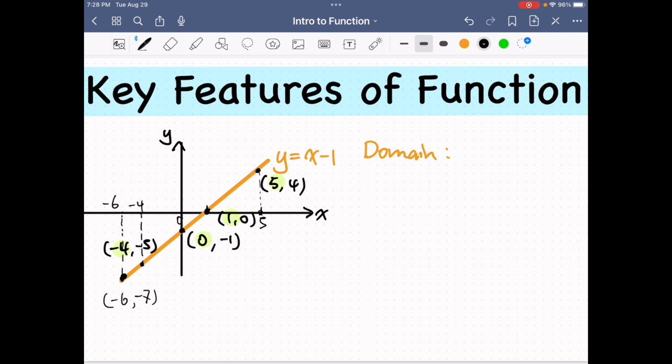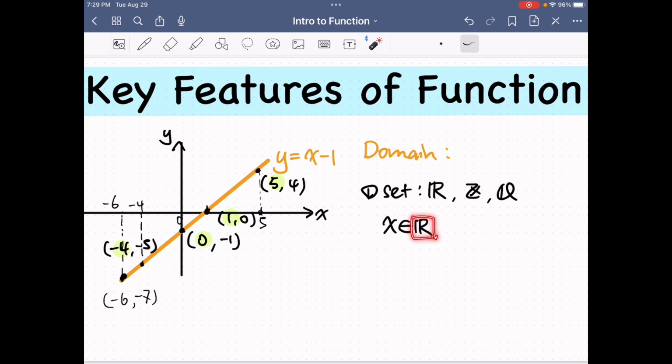The other one is interval notation. The set notation: we use the capital letter R to represent the set of all the real numbers, or the capital letter Z to represent all the integers, or the capital letter Q to represent all the rational numbers. Because we use variable x to represent the input, x is an element of the set of real numbers, which means x can be any real number.